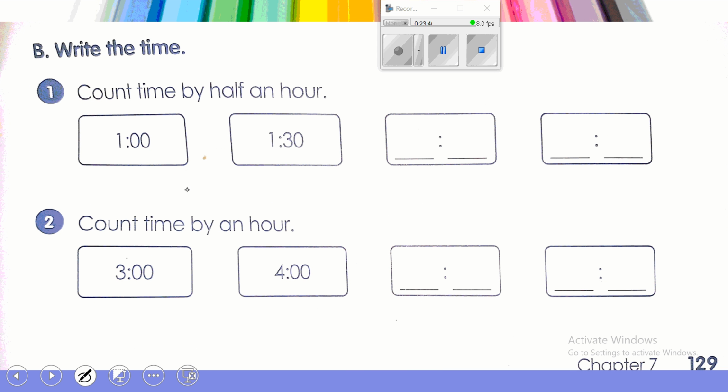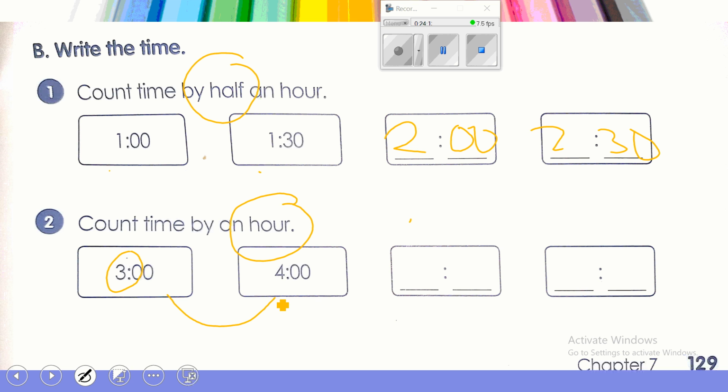Here, I'm skipping by half. So here I have 1, 1.5, after 1.5, half. Excellent. 2 o'clock, 2 o'clock and 30. Perfect. 2:30. Here is counting by hours. Here we start with 3 hours, 3 o'clock. What's the next? 4 o'clock. What's the next? 5 o'clock. What's the next? 6 o'clock, and so on.